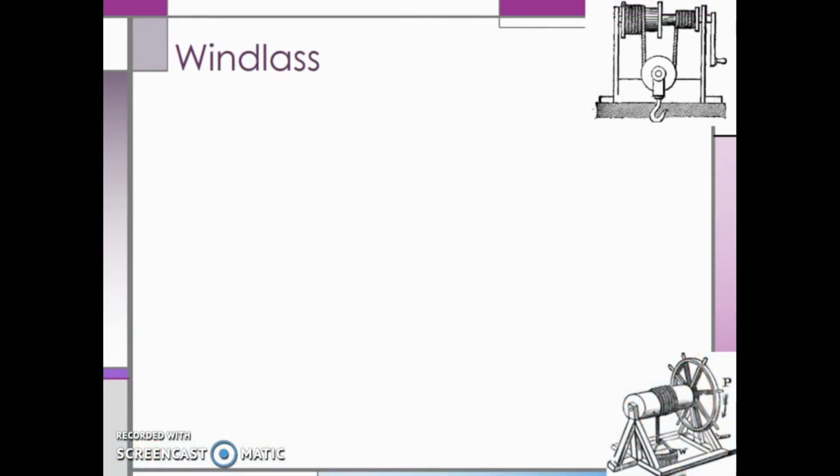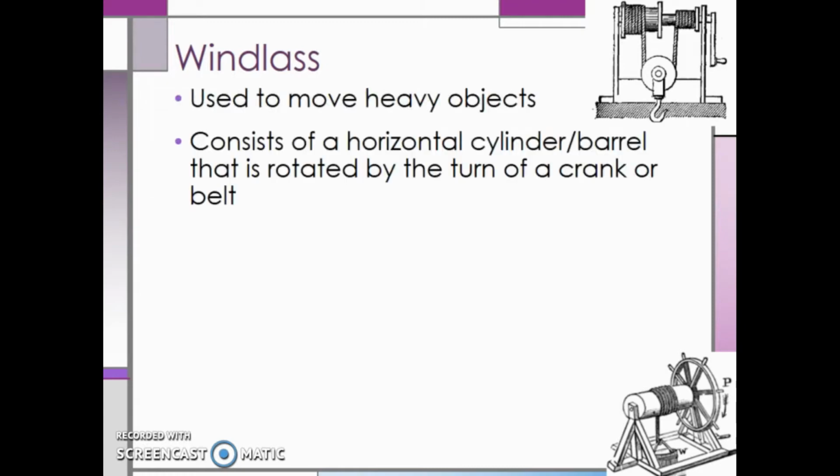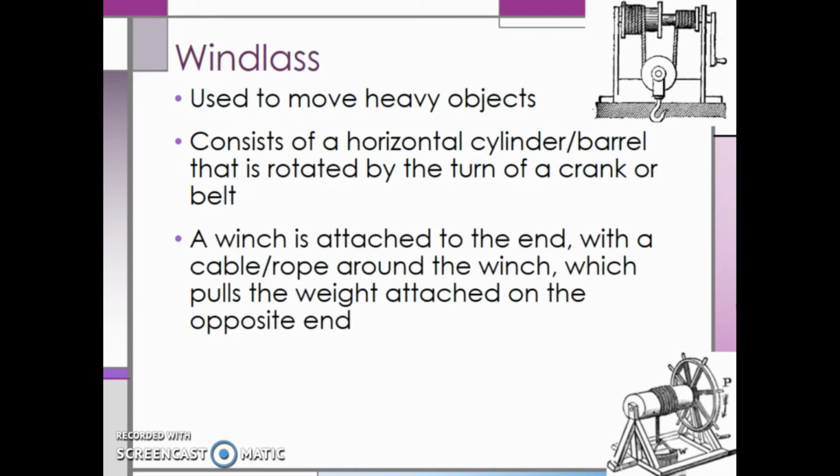A windlass is another example of a wheel and axle. The windlass is used to move heavy objects. It consists of a horizontal cylinder or barrel that is rotated by the turn of a crank or a belt. A winch is attached to the end with a cable or rope around the winch. This pulls the weight attached to the opposite end.